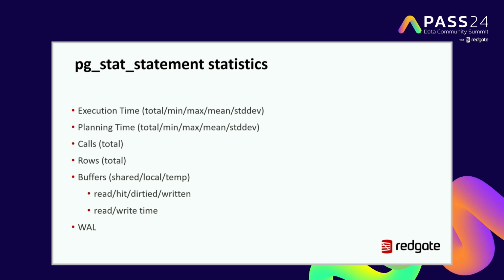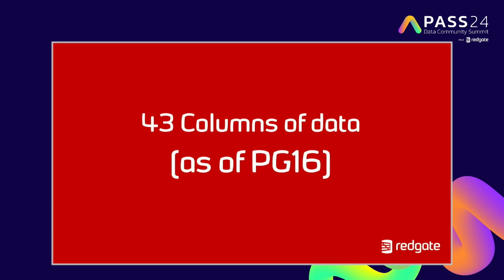So lots of different execution time, all these things: total, min, max, mean, standard deviation, how many calls, how many rows have been pulled for this query. Same thing with buffers. How many buffers have been pulled if you turn that stuff on? WAL, all of this stuff. As of PG 16, there were 43 columns that could be stored in pg_stat_statements. If you asked it to track I/O, even those things would be there. You can turn some of those things on and off.